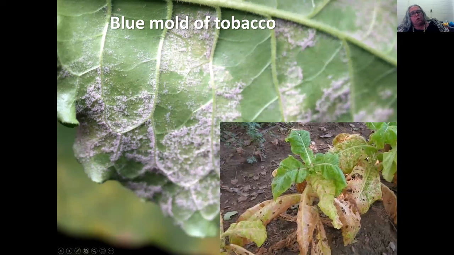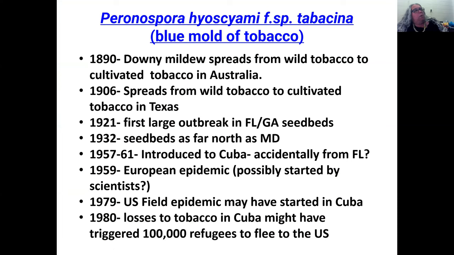So now let's talk about blue mold of tobacco. This first became a problem when it moved off wild tobacco in Australia to cultivated tobacco and began to damage their industry. In 1906, the same thing happened in the US. It spread off wild tobacco to cultivated tobacco in Texas. Now, for the next few decades, there were outbreaks in seed beds. I don't know if you know how tobacco is grown, but the little seedlings are grown in a seed bed and then they're transplanted out into the field, the tobacco field. So it was found in seed beds.